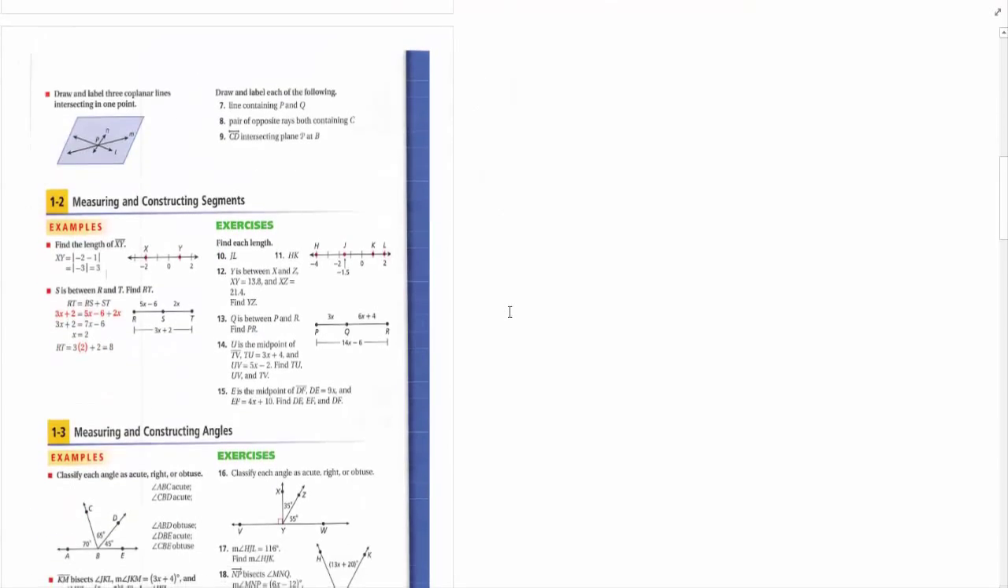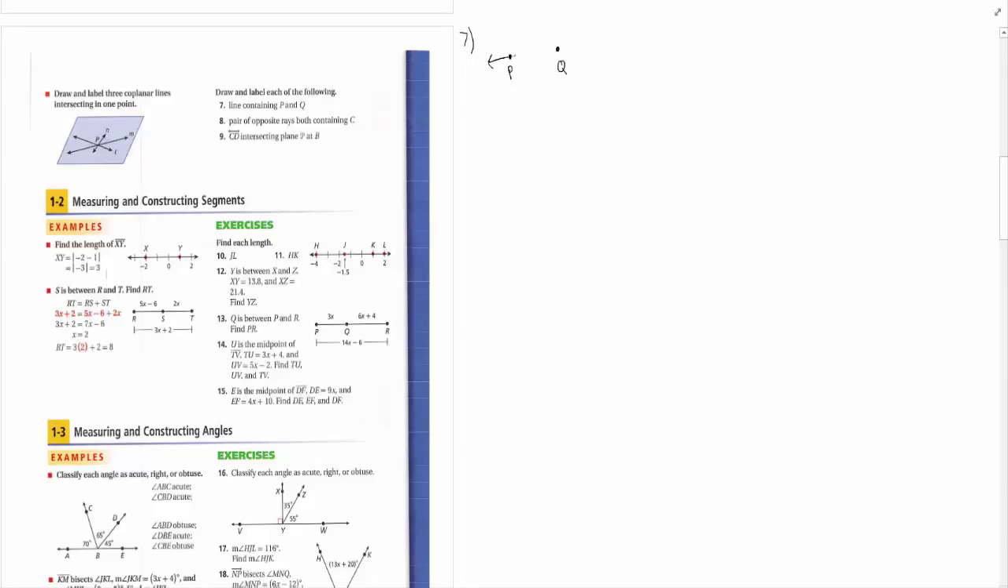Number 7, we're still in 1.1, so I'm going ahead. Yeah, that's fine. We want to draw a line containing P and Q. We're not looking at a figure, so we just get to draw our own. A line containing P and Q. So I'm going to draw P, Q, and we want a line containing it.